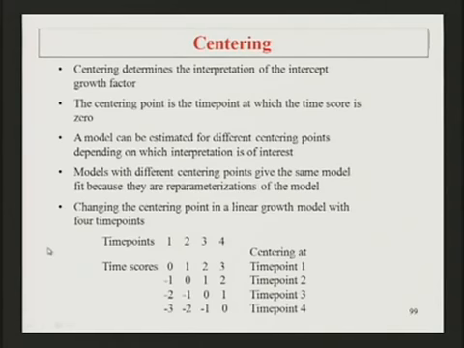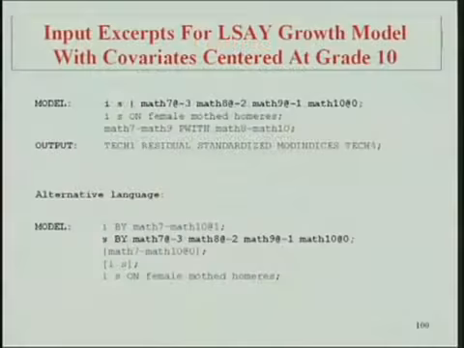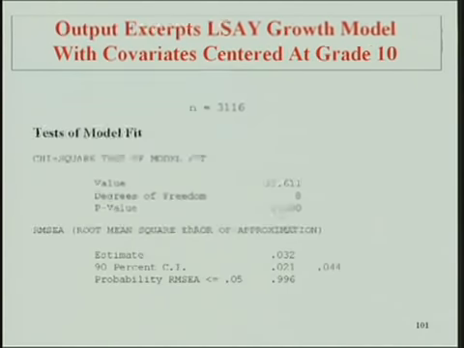And applied to this, covariates centered at grade 10. I and S, and then you have the time scores at -3, at -2, at -1, at 0. And then I and S on those. And here we've added the P with it as well. So this, I think we had that in the previous model as well. We don't care about the alternative language anymore so much.